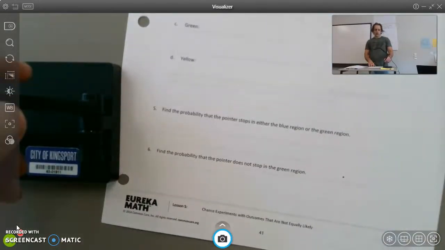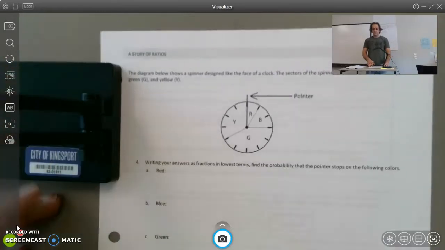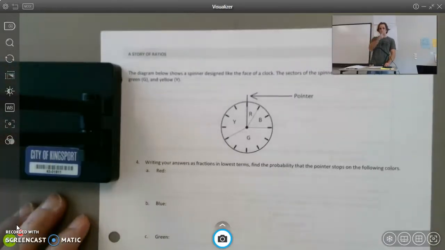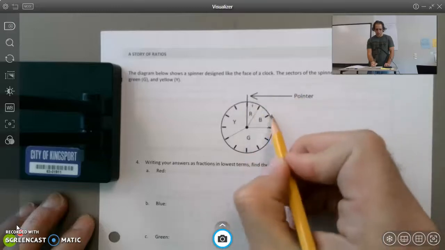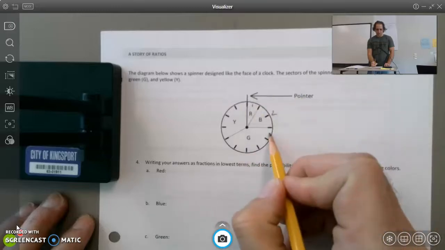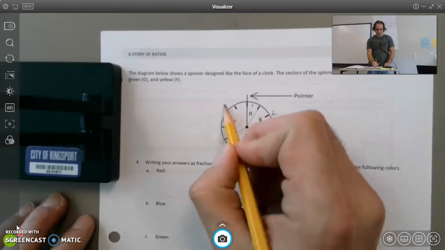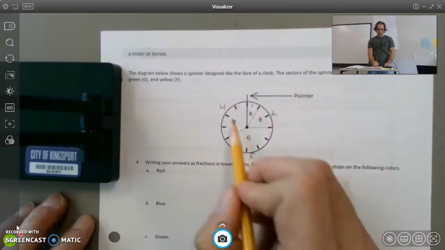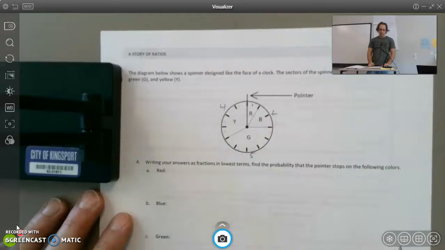Let's look at this example. Here we're looking at a clock. Think about how many sections a clock has. It's 12 sections. So here red looks to be 1 section. This looks to be 2 sections. 1, 2, 3, 4, 5. That's 5 sections. 1, 2, 3, 4. 4 sections. Did we count them all? 4 and 1 is 5, 10, 12. Okay, so there are 12 sections.